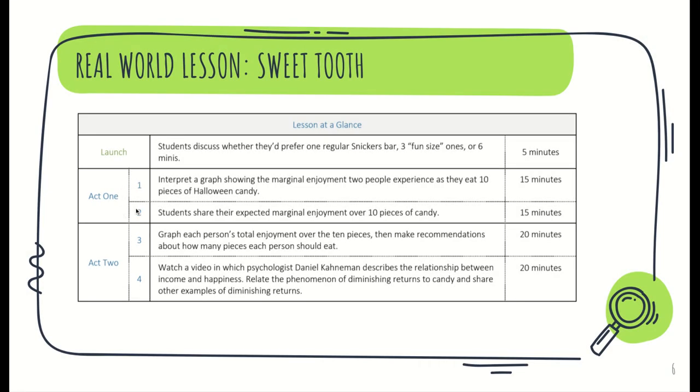This lesson is broken down into two parts, Act 1 and Act 2. In Act 1, students interpret a graph and they share their expected marginal enjoyment over 10 pieces of candy. In Act 2, students graph each person's total enjoyment and they watch an amazing video in which psychologist Daniel Kahneman describes the relationship between income and happiness. They relate the phenomenon of diminishing returns to candy and share other examples of diminishing returns.